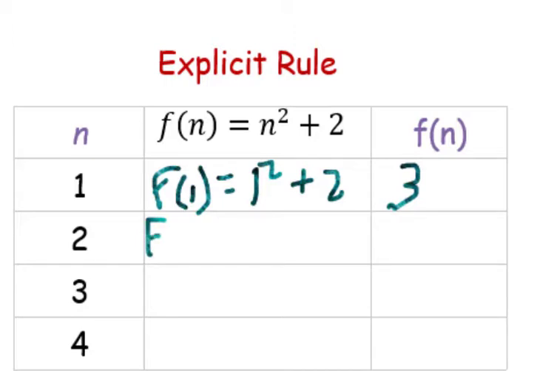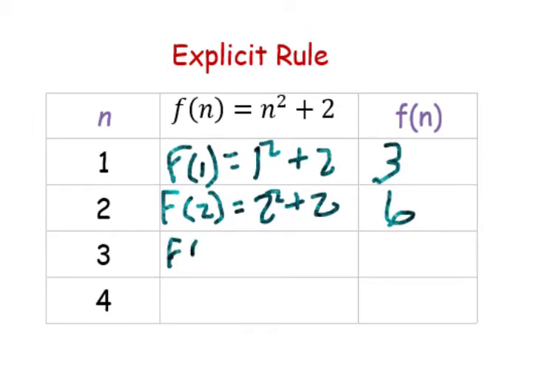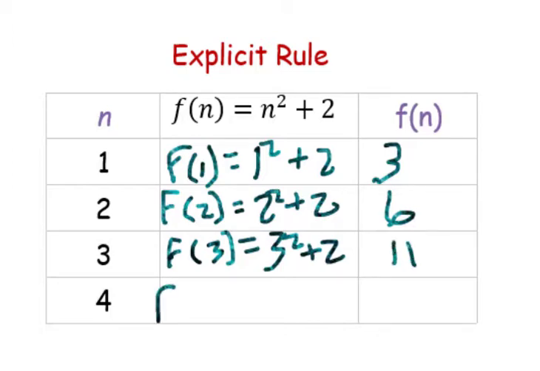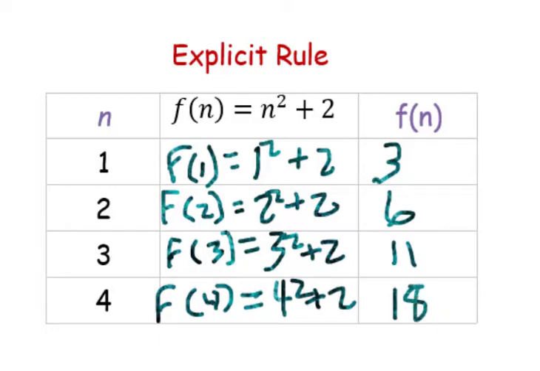Let's do the second one. F of 2. F of 2 is 2 squared plus 2. 2 squared is 4 plus 2 is 6. F of 3 equals 3 squared plus 2. 9 plus 2 is 11. And f of 4 is 4 squared. 16 plus 2 is 18. So the first 4 terms in my sequence are 3, 6, 11, and 18. This is how we use the explicit rule.